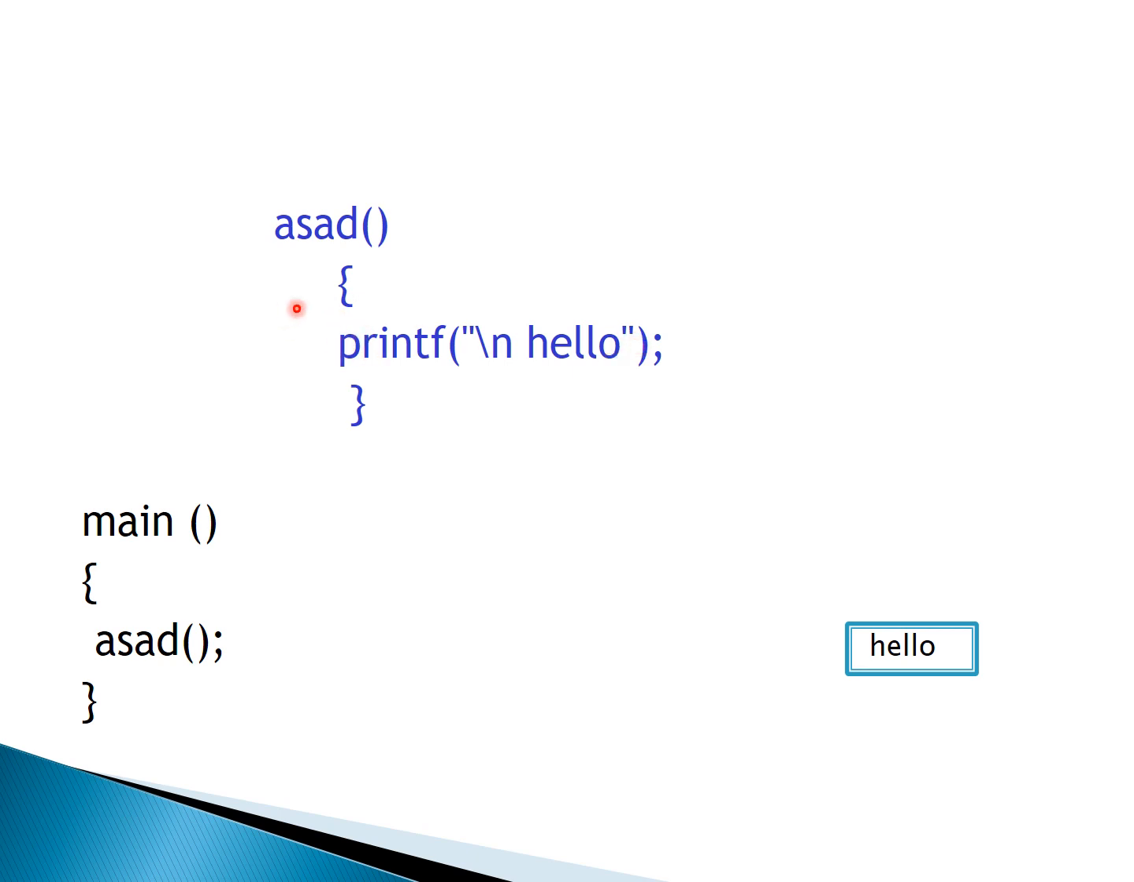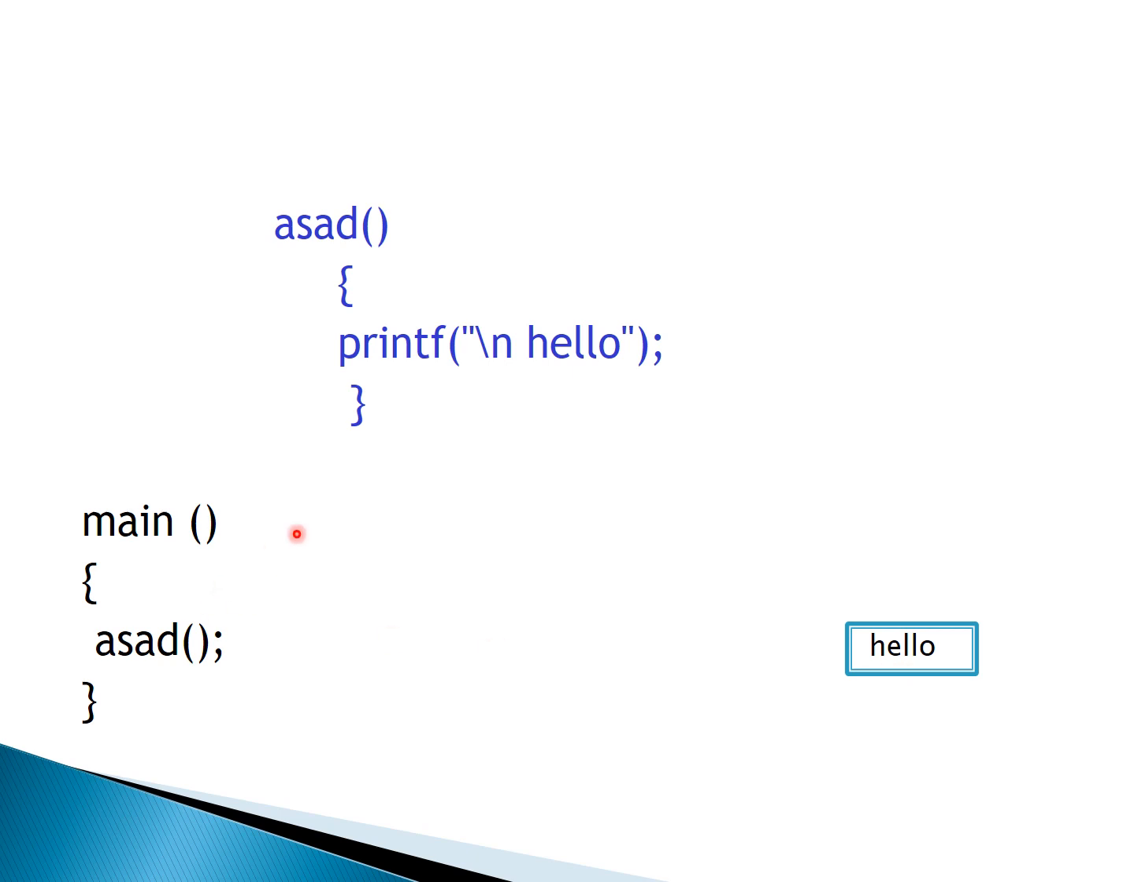And after the execution of this one statement, and after completing the execution of the whole body of the function, the control will return to its previous location. This is the previous location of the control. But here we don't have any other statement, and it's the end of the program. So the program will end here and hello will be printed.